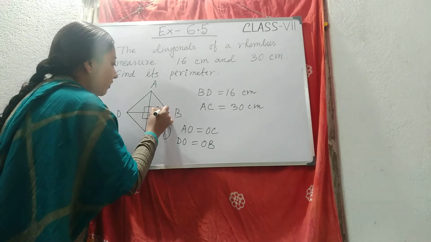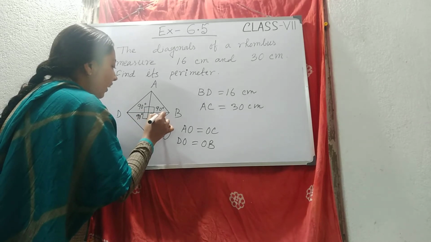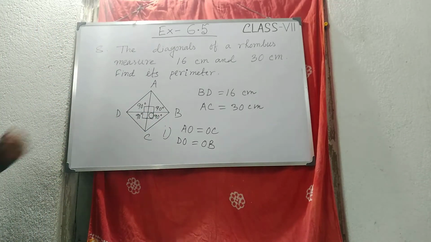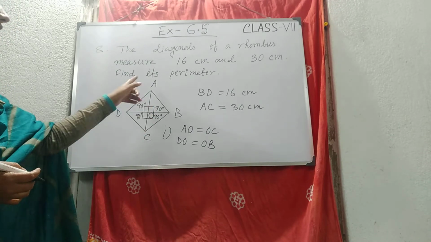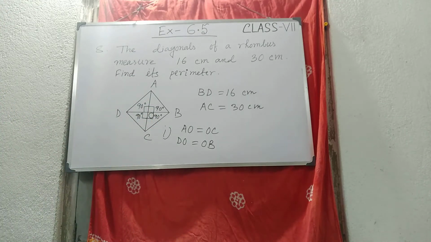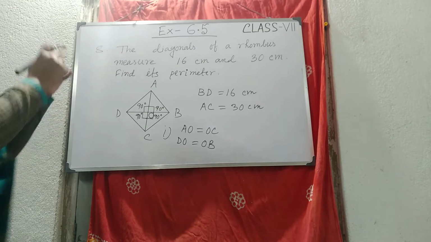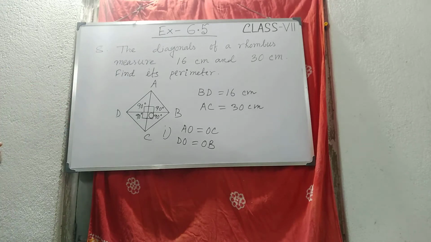Means this angle is 90 degrees, this one also 90 degrees, this one also 90 degrees, and this one also 90 degrees. Means 4 right angles have been made by bisecting these two diagonals. And for a square also, if two diagonals bisect each other, they also make a 90 degree angle in the center. So from this rhombus ABCD, we are getting 4 right angled triangles.